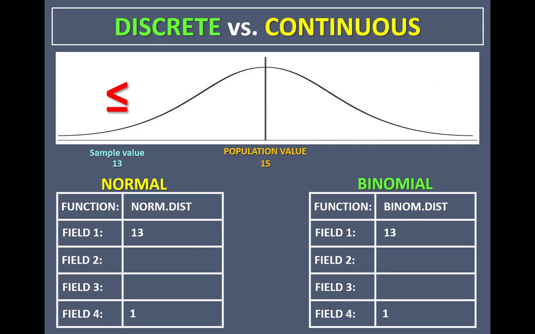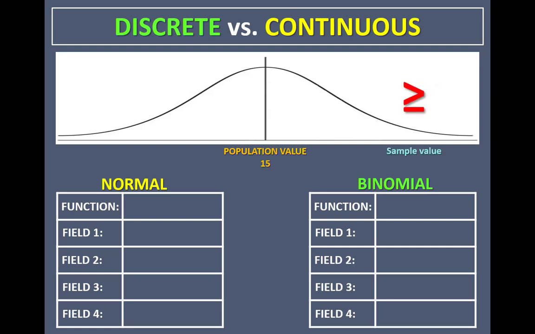Where the difference comes in, the discrepancy between discrete and continuous variables, comes to light when we're dealing with a sample value on the high side. So imagine the same scenario where I'm supposed to observe a population value of 15. However, now I get a sample value on the high side. Anytime I have a sample value on the high side, what I need to calculate is the probability of greater than or equal to what I'm finding in my sample.